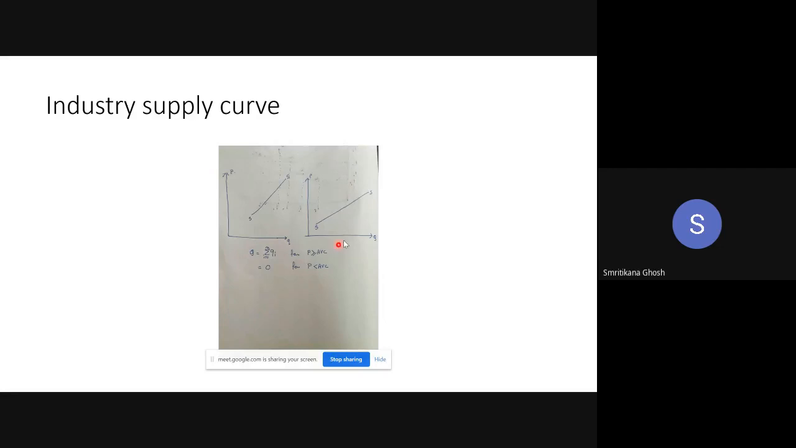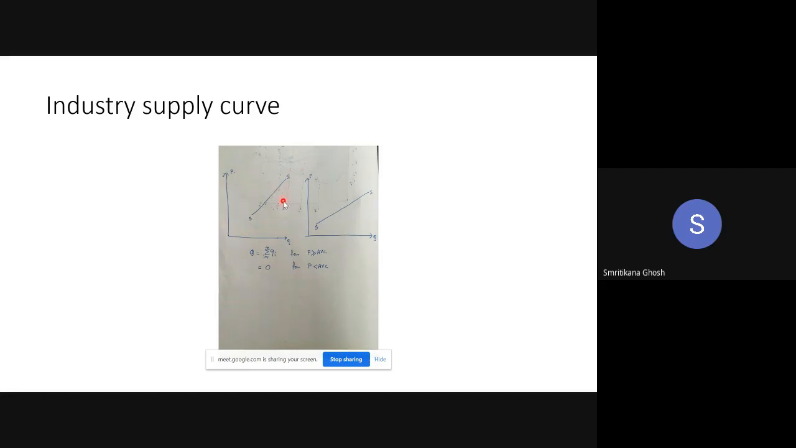Now look, the industry supply curve. You can understand your supply curve will be like this. Generally, we draw the supply curve from anywhere, through the origin, from the vertical or horizontal axis, from anywhere. But in the case of a perfectly competitive firm, it must start from here, because here you have your shutdown point. Below that, there will be no supply. So this is the supply curve of a firm.